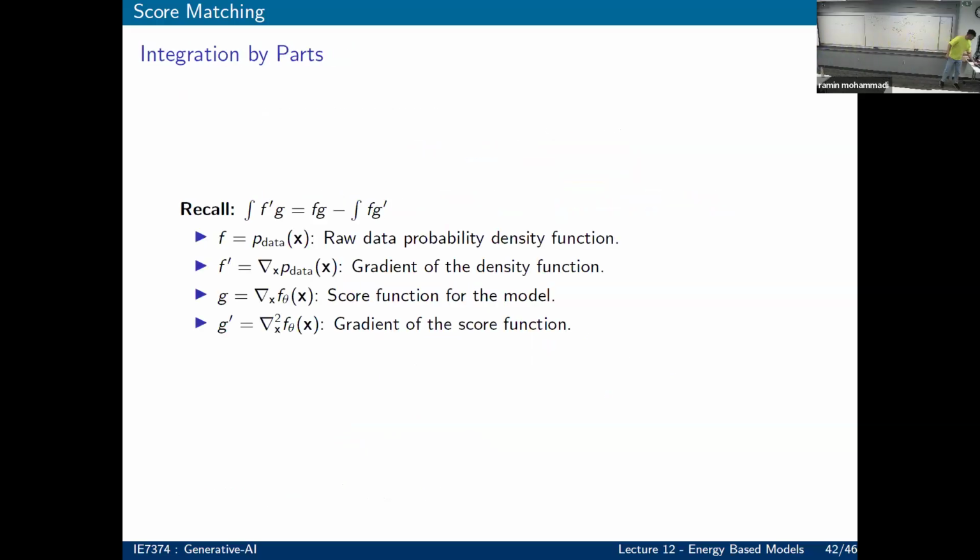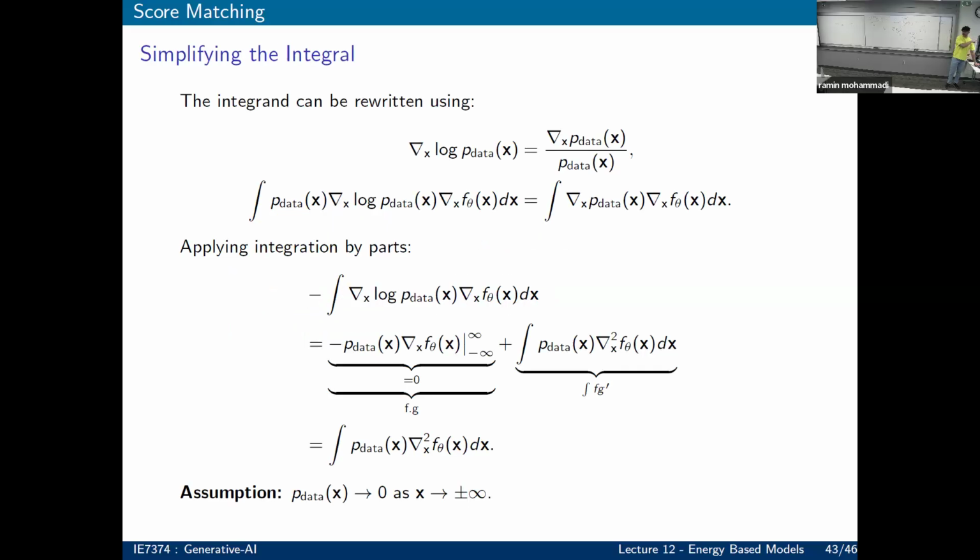Look at the f prime and g. So now we have the integration by parts, integration of f prime g. We can write it as fg minus the integration of f g prime. And g prime becomes the second-order derivative of the same thing. So that's how this term will convert to this term.